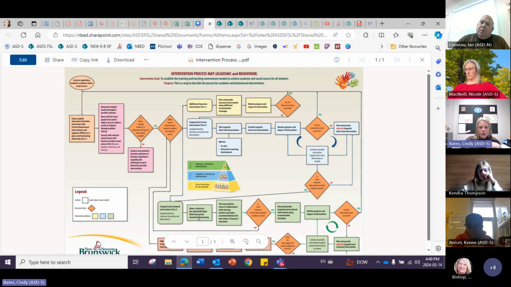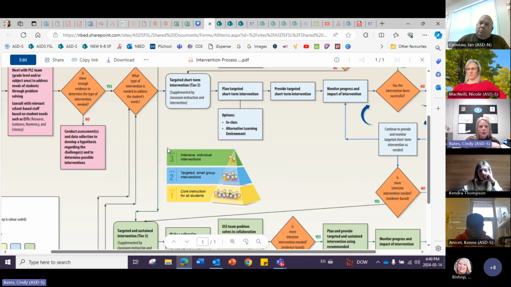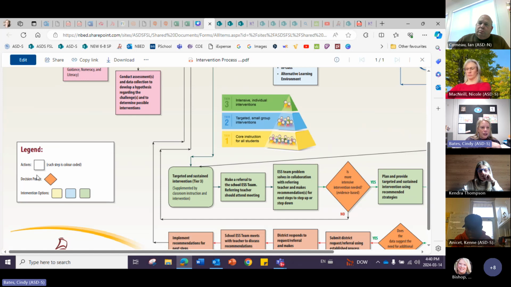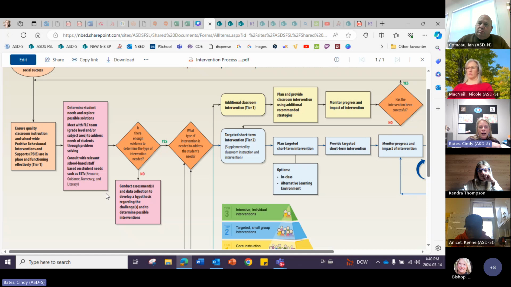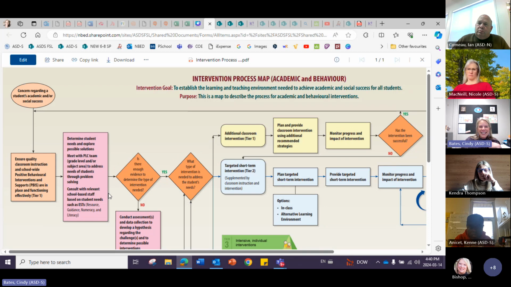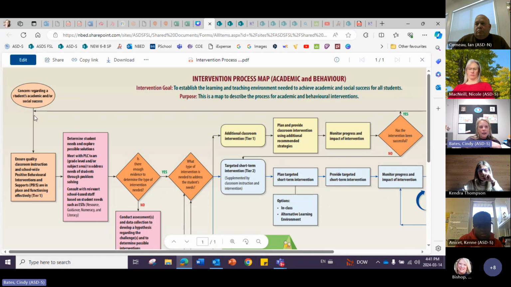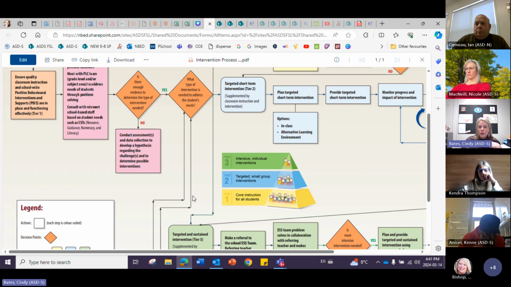Looking here at the intervention process map, this is when we already know that we have some students that are struggling. You can see that the actions, decision points, and intervention options are distinguished by color and shape, and this will help you make decisions. So, has the intervention been successful? This is kind of at the end. I'm on the wrong spot. Here we go. Concern regarding a student's academic or social success. And then you start following here. Again, it's just a simple flow chart, yes or no, and it looks at interventions by tier.